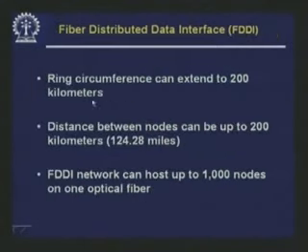The ring circumference can extend to 200 kilometers. Distance between nodes can be up to 200 kilometers. Okay. So, an FDDI network can host up to 1000 nodes on one optical fiber. That is how it was conceived. Of course, this optical fiber is not just one continuous optical fiber. This optical fiber goes hop by hop, that means from node to node. What kind of nodes, etc., we will see.